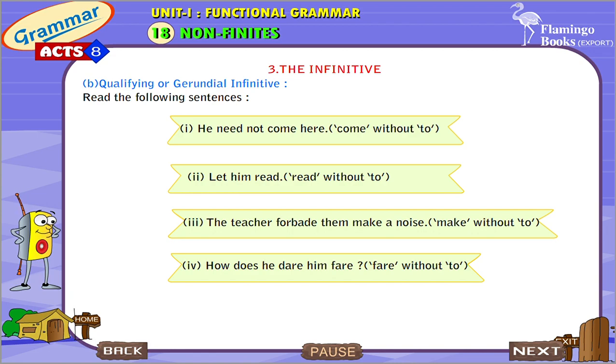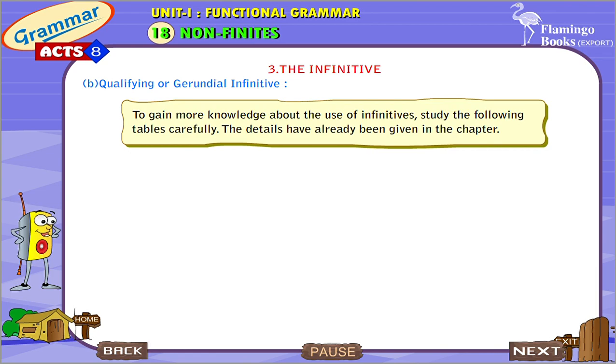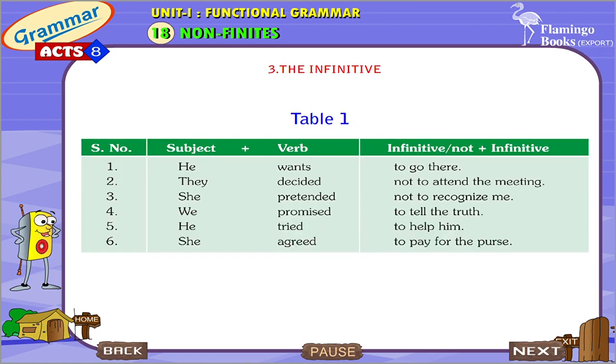Fare without to. To gain more knowledge about the use of infinitives, study the following tables carefully. The details have already been given in the chapter. Table 1: Subject plus verb, infinitive or not plus infinitive. He wants to go there. They decided not to attend the meeting. She pretended not to recognize me. We promised to tell the truth. He tried to help him. She agreed to pay for the purse.